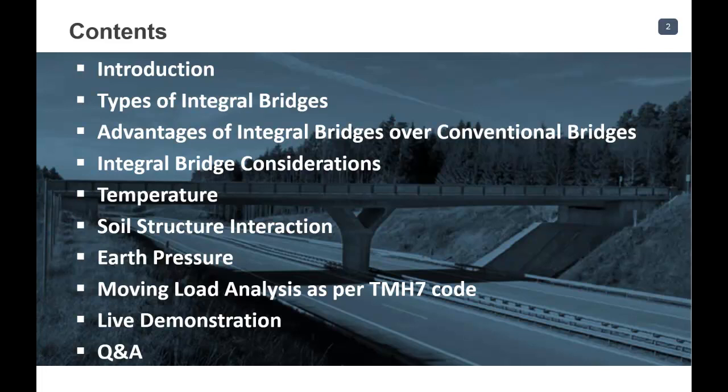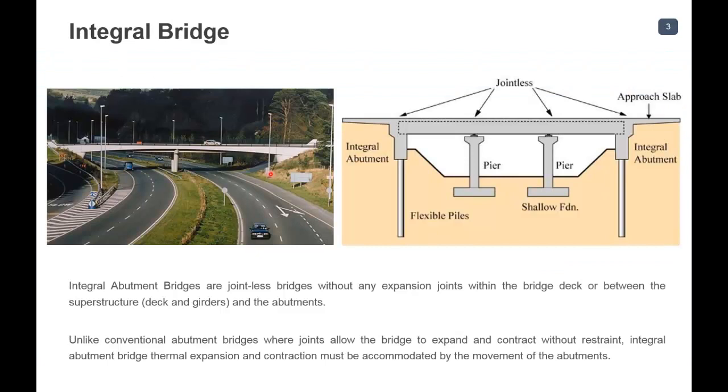So integral bridge. You can see a beautiful picture here. This is an integral bridge, a two-span integral bridge. Generally integral bridges have abutments, and you can also have intermediate piers or supports. Integral bridges are basically jointless bridges without any expansion joints within the bridge deck. You can see a schematic here. You have integral abutments and the deck is jointless.